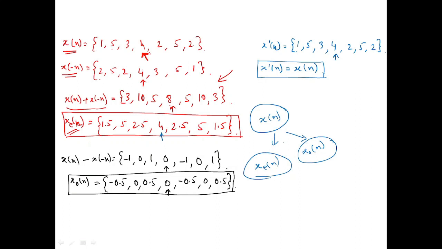This gives 2 times x_e[n]. So from here you can find the x_e[n]; just divide the numbers by 2. Similarly, if you want to find the odd component, you find x[n] minus x[minus n], you get the values, and then for getting x_o[n], the odd component, you divide all these numbers by a factor of 2.